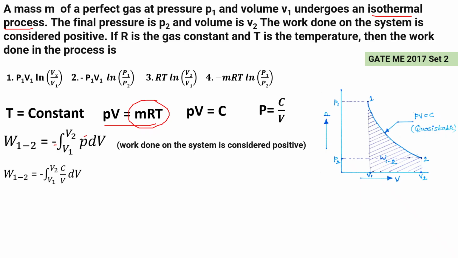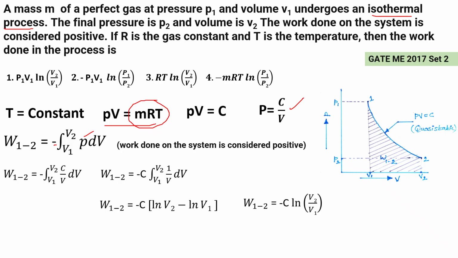P can be written as C by V. So C by V dV. And this equation will become W12 equal to, so C is the constant, so bring it outside from the integration. Then minus C into integration of V1 to V2 1 by V dV.